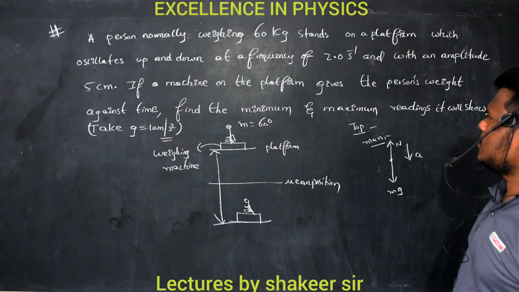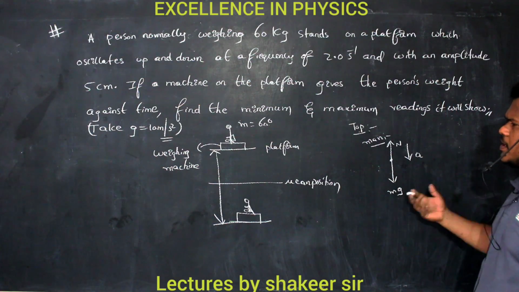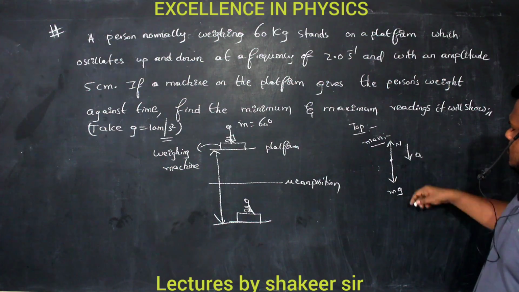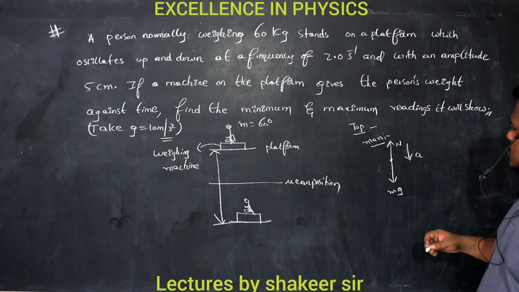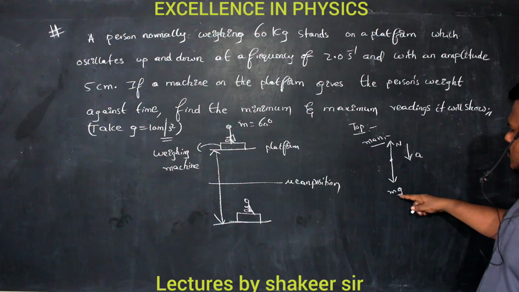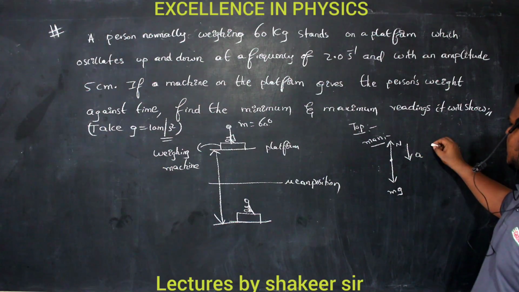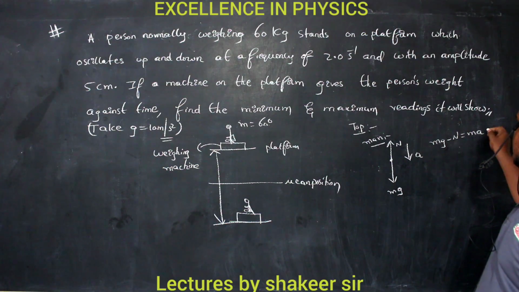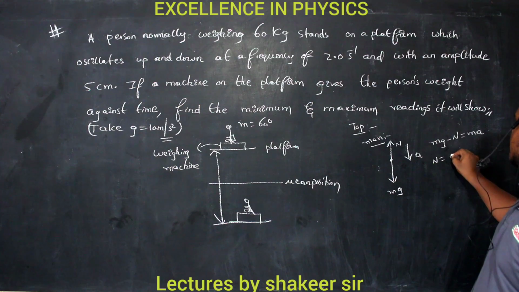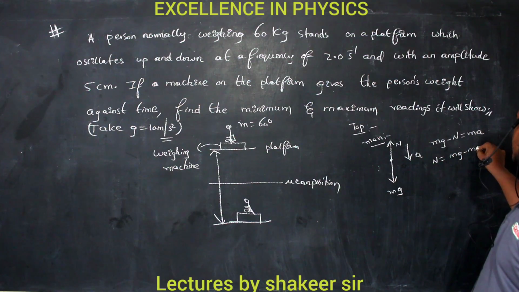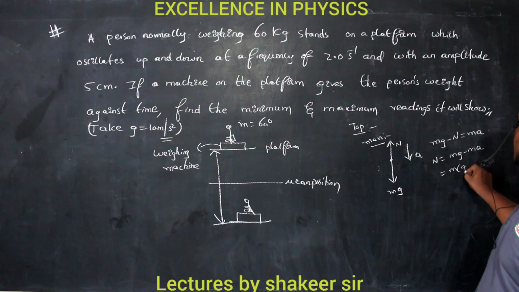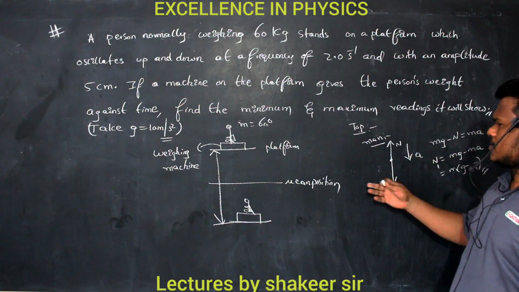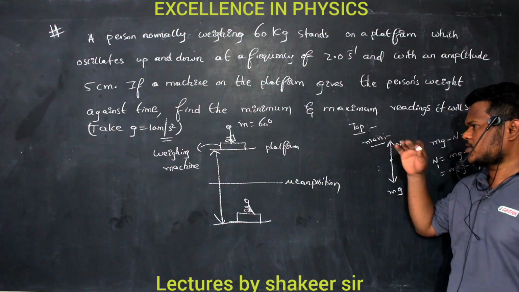And that a, how can I calculate? a is equal to omega square into A, that we will calculate afterwards. So how can I write Newton's law in this condition? As it is accelerating downwards, definitely mg should be greater than N here. So I will write mg minus N is equal to mass into acceleration. So normal reaction is equal to mg minus ma, that is m into g minus a. This is the normal reaction which the weighing machine experiences at the topmost position.